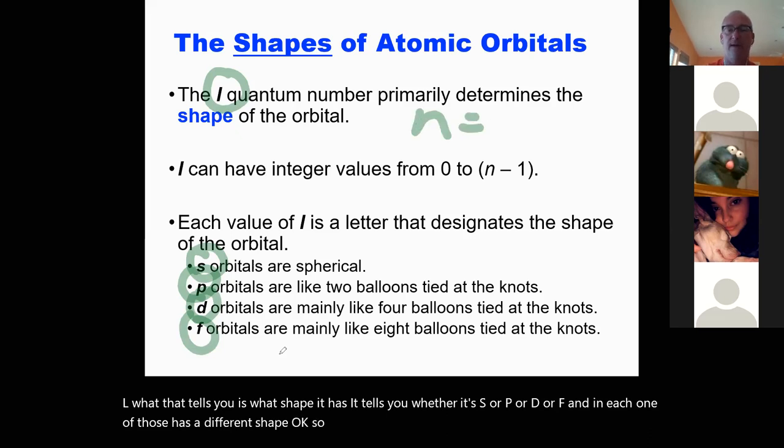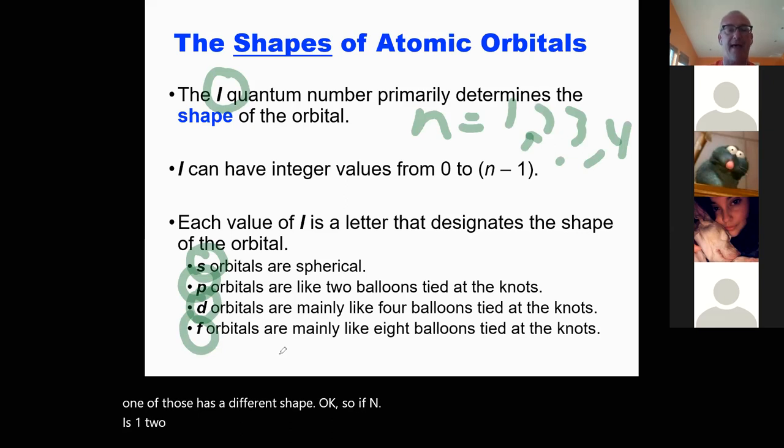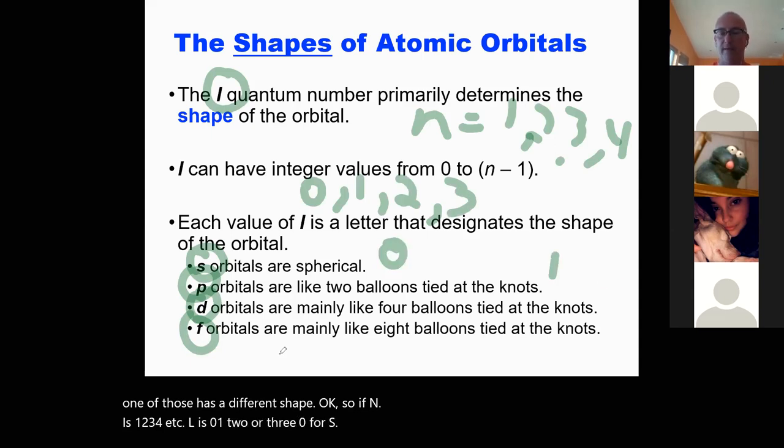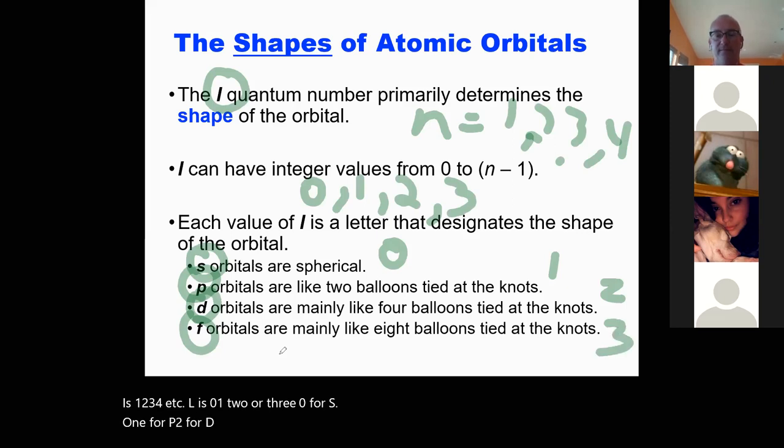Okay? So if N is 1, 2, 3, 4, etc., L is 0, 1, 2, or 3. 0 for S, 1 for P, 2 for D, 3 for F.